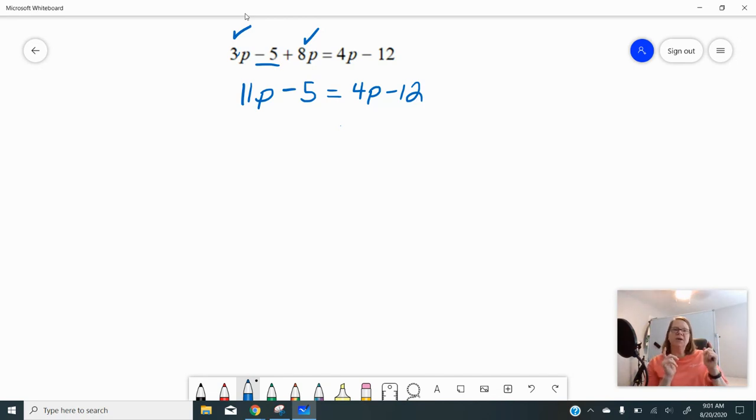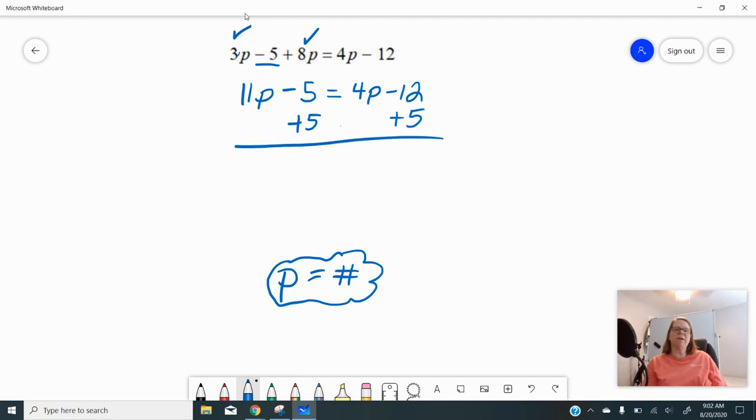All right, so now we're ready to actually solve it. Remember, your goal is to get P equals a number, or X equals a number, or whatever the variable is in the problem. That's what we want to get to. Right now we have a P term over here, but we also have a number. So I'm going to move that over because that is in the way of having my answer be P equals a number. It says -5, so I'm going to add 5 because -5 plus 5 is 0. That gets rid of it, leaving 11P on this side.